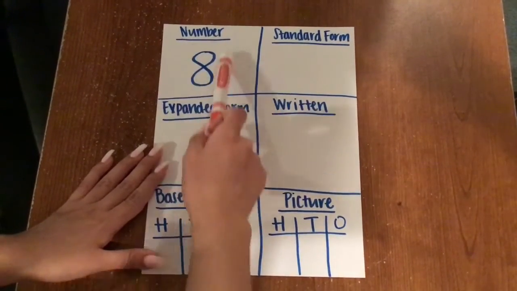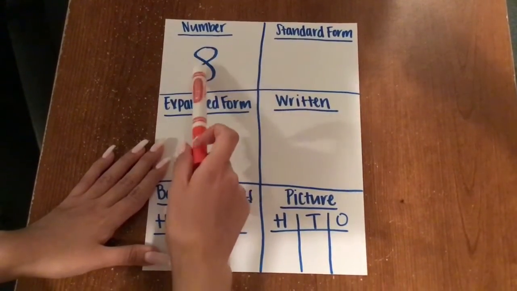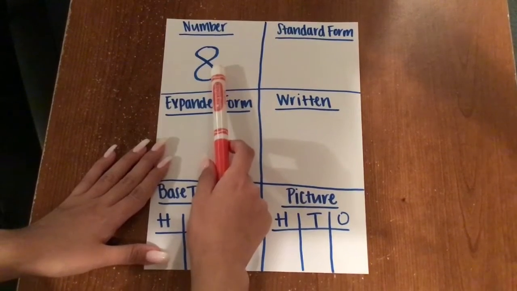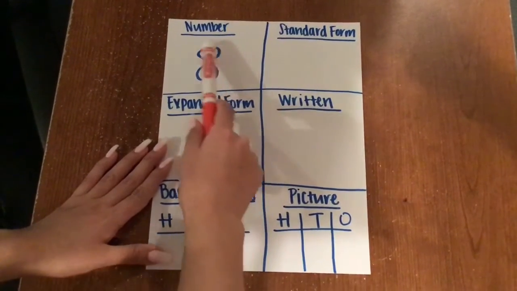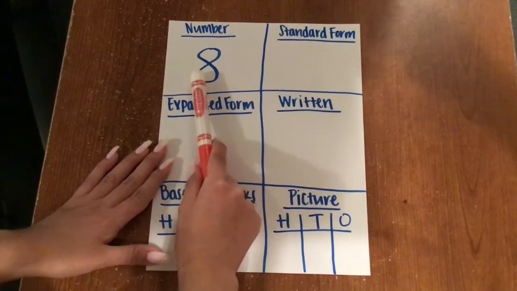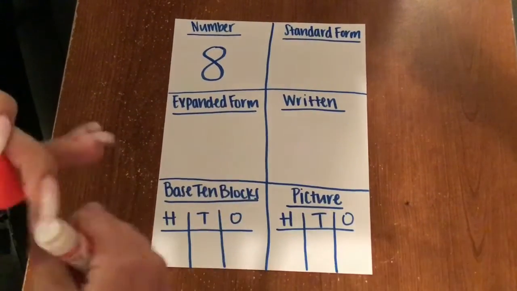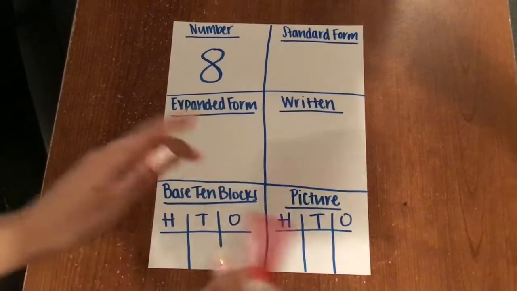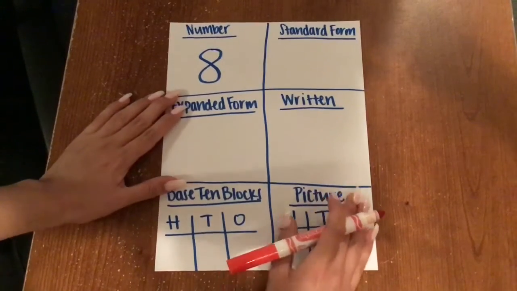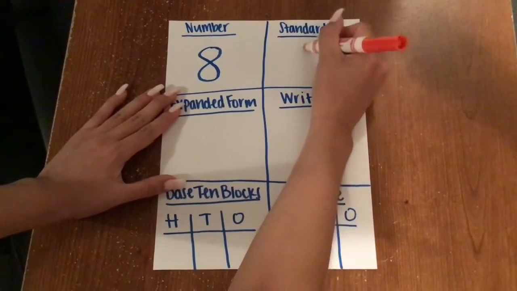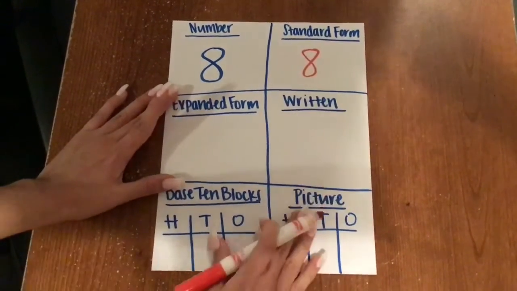So this is a digit. It's not a number. It's a digit because 0 to 9 are digits. So let's start off with standard form. So standard form is just the number itself. So we're just going to write the 8.